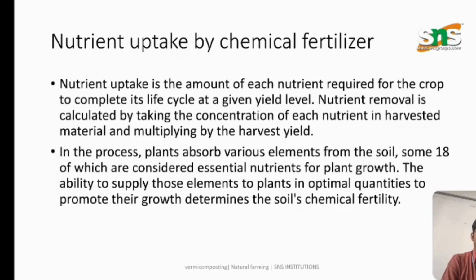Nutrient uptake by chemical fertilizer. Nutrient uptake is the amount of each nutrient required for the crop to complete its life cycle at the given yield level. Nutrient removal is calculated by taking the concentration of each nutrient in harvested material and multiplying by the harvest yield. In the process, plants absorb various elements from the soil, some 18 of which are considered essential nutrients for plant growth. The ability to supply those elements to plants in optimal quantities to promote their growth determines the soil's chemical fertility.